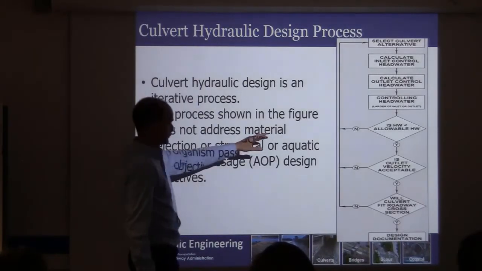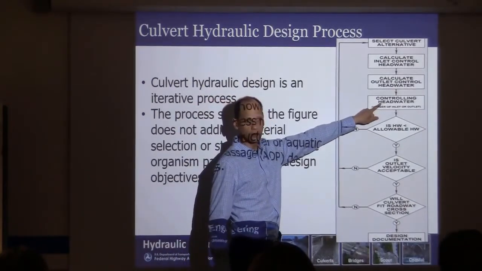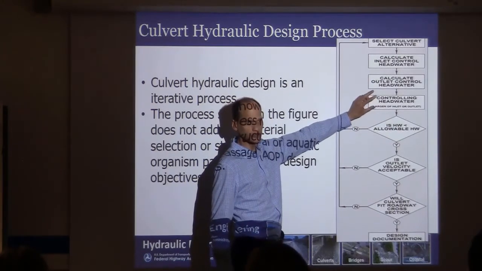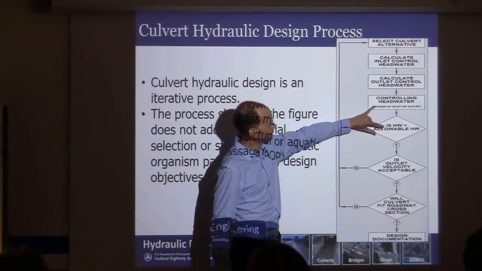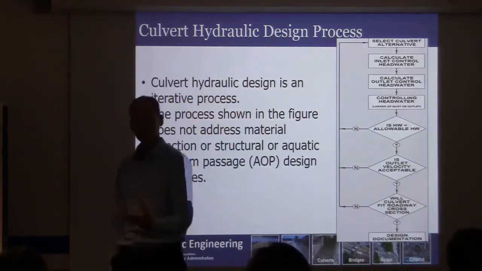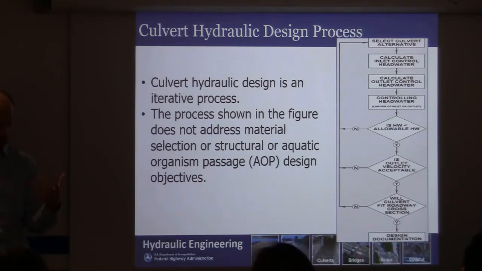So once you have your allowable headwater elevation, you've calculated your controlling headwater based on minimum performance. So you take the headwater that's the greatest between inlet and outlet control. You compare these two and see if your controlling headwater is less than your allowable. And if it is, you feel pretty good about that. So you passed one design criteria.